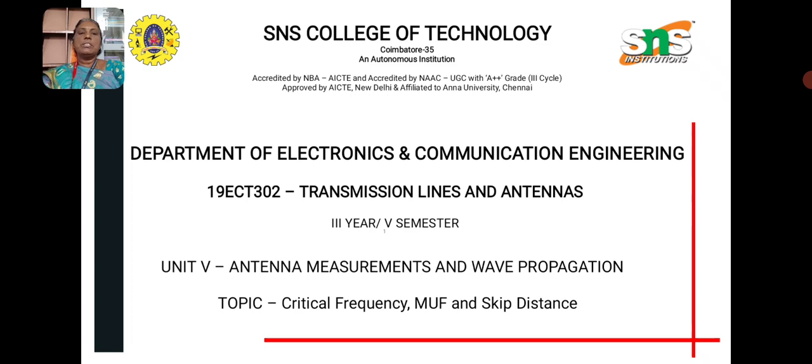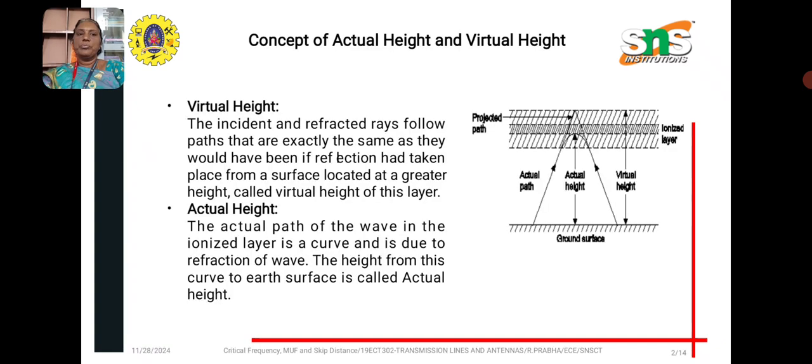In this video, we will see the topic Critical Frequency, MUF and Skip Distance for the unit antenna measurements and wave propagation. And the concept of actual height and virtual height. In virtual height, the incident and the reflected rays follow paths that are exactly the same as they would have been if reflection had taken place from a surface located at a higher height, called virtual height of this layer.